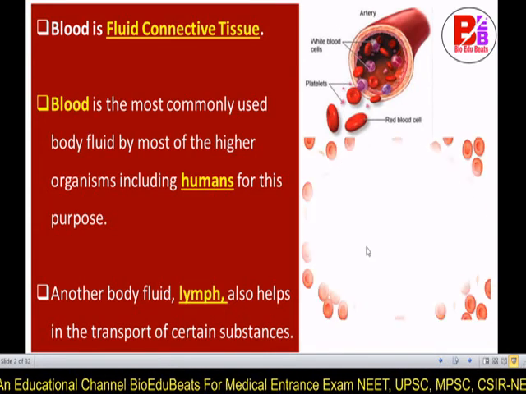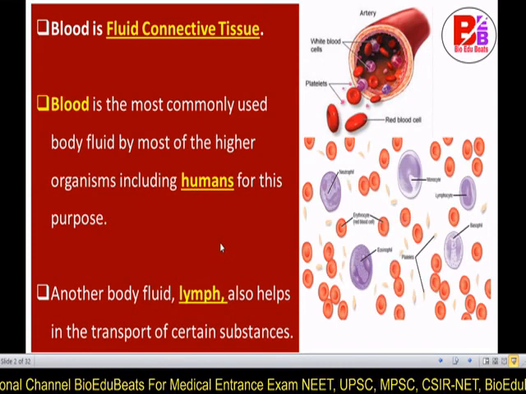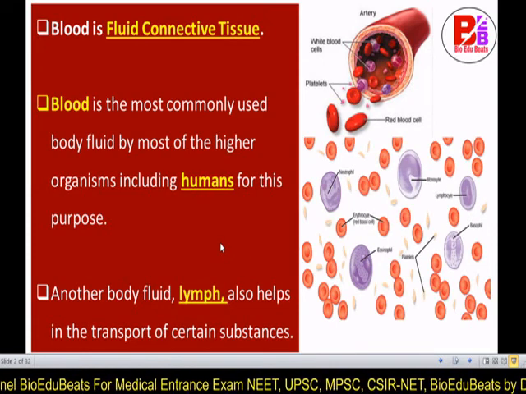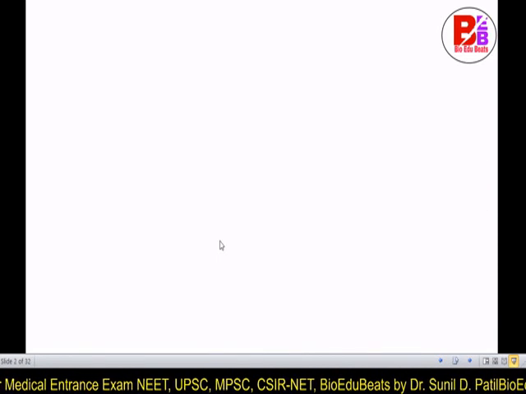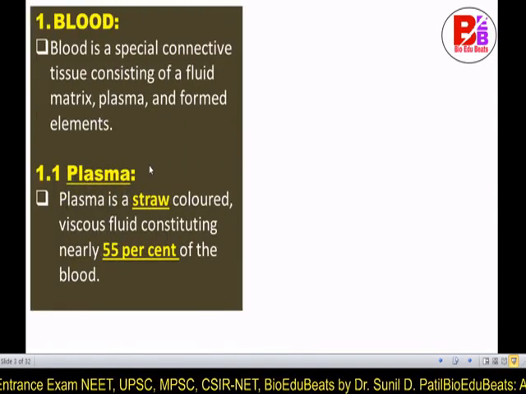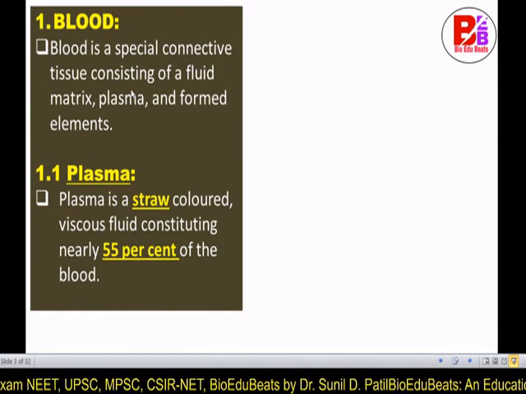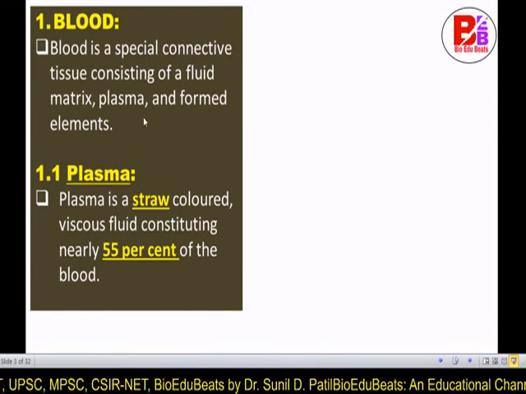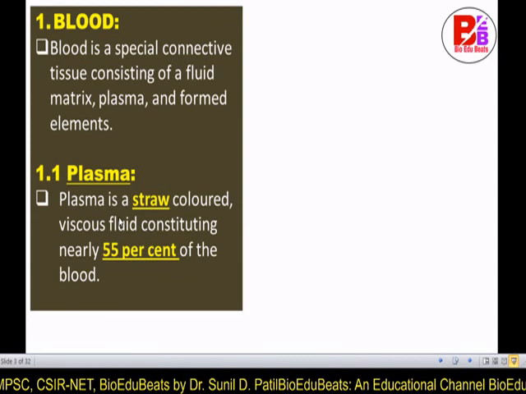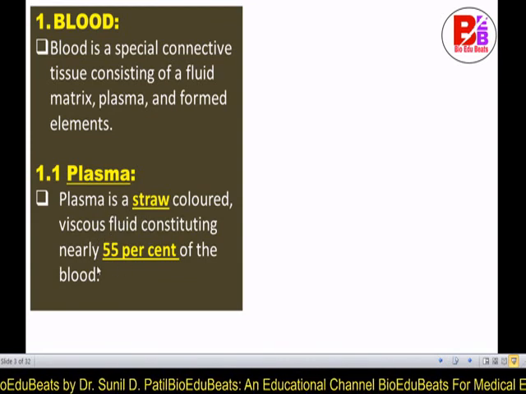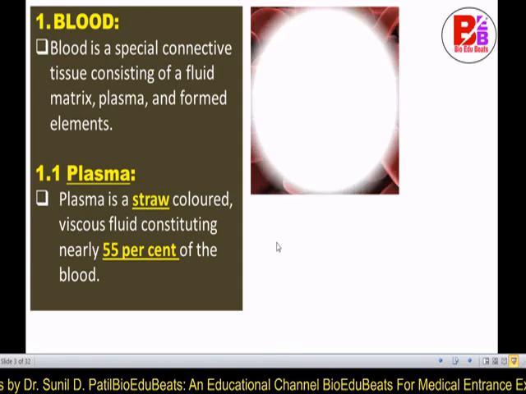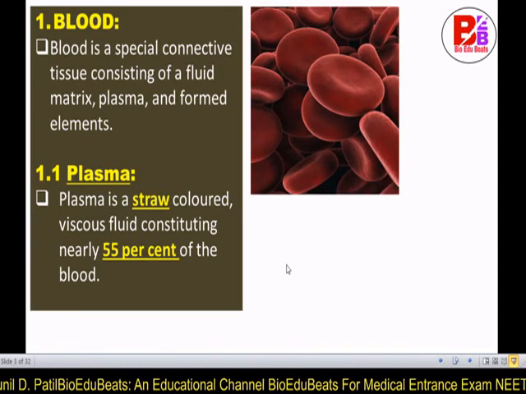Here we are going to see the blood. In blood we are going to see plasma and the red cells, that is erythrocytes, in detail. So the blood is the special connective tissue consisting of fluid matrix, plasma, and formed elements. The plasma is straw colored viscous fluid. Nearly 55% of the blood is the plasma, remaining is the formed elements.